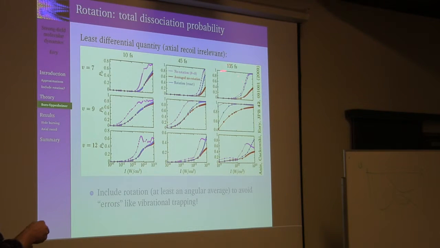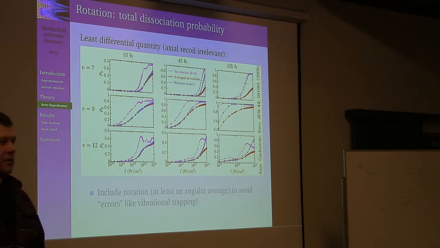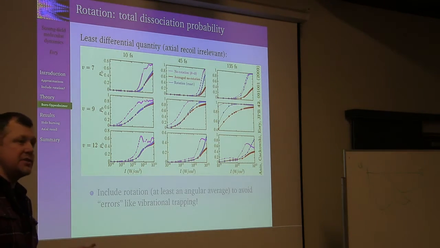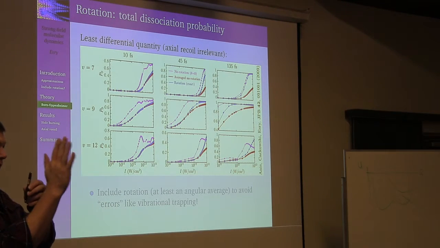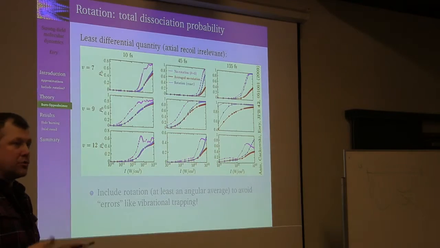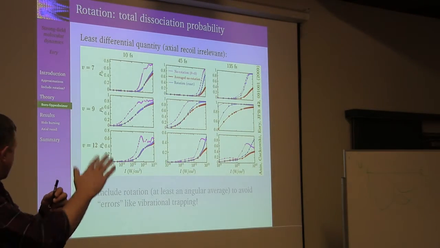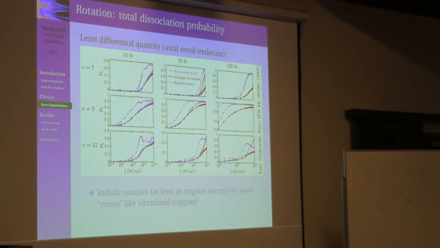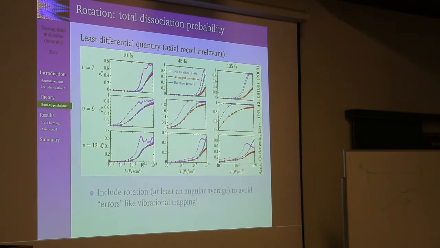However, if you look at 135 femtoseconds, that averaged one doesn't agree with the exact one. Okay? Which should suggest to you that maybe in 135 femtoseconds, this molecule really is rotating. Even though that's much shorter than the free rotation period, it really has time to rotate. And so simply averaging over a fixed molecular axis is not enough to give you a good answer.